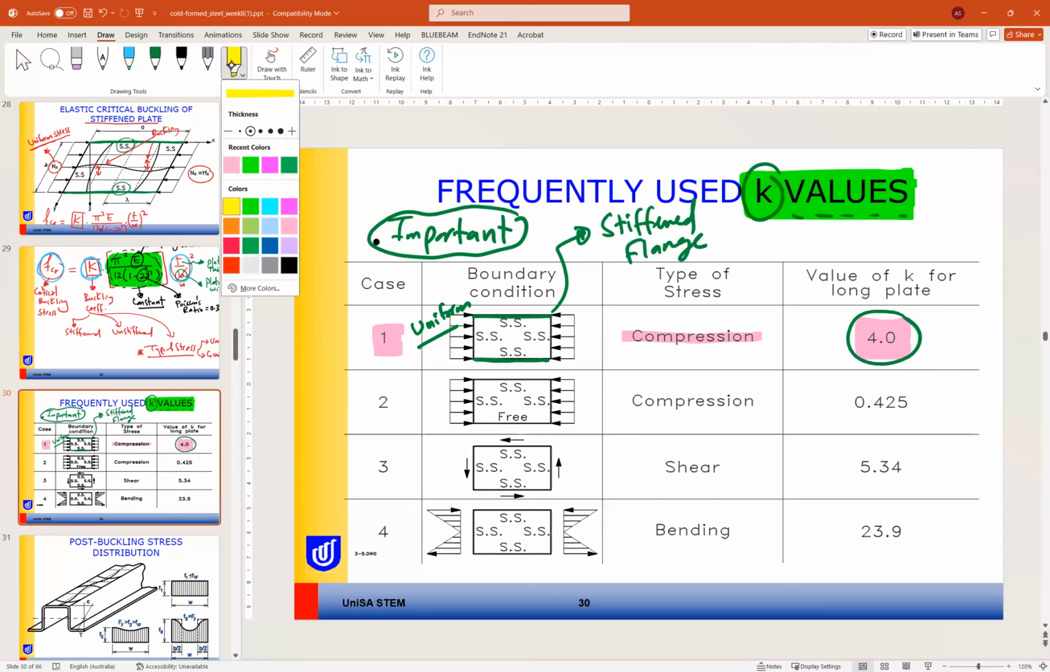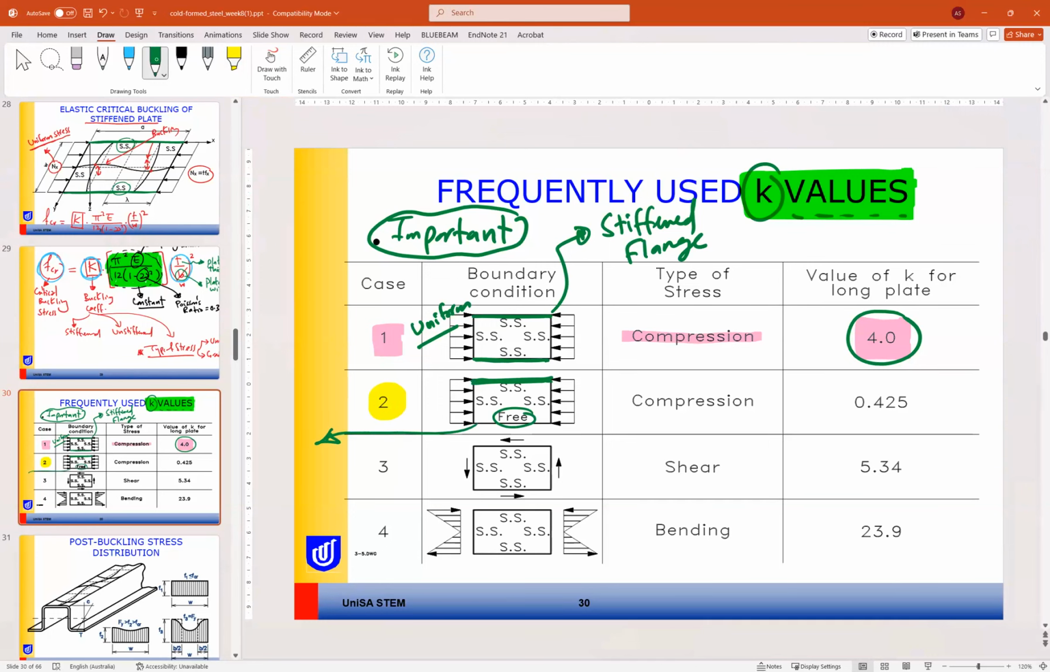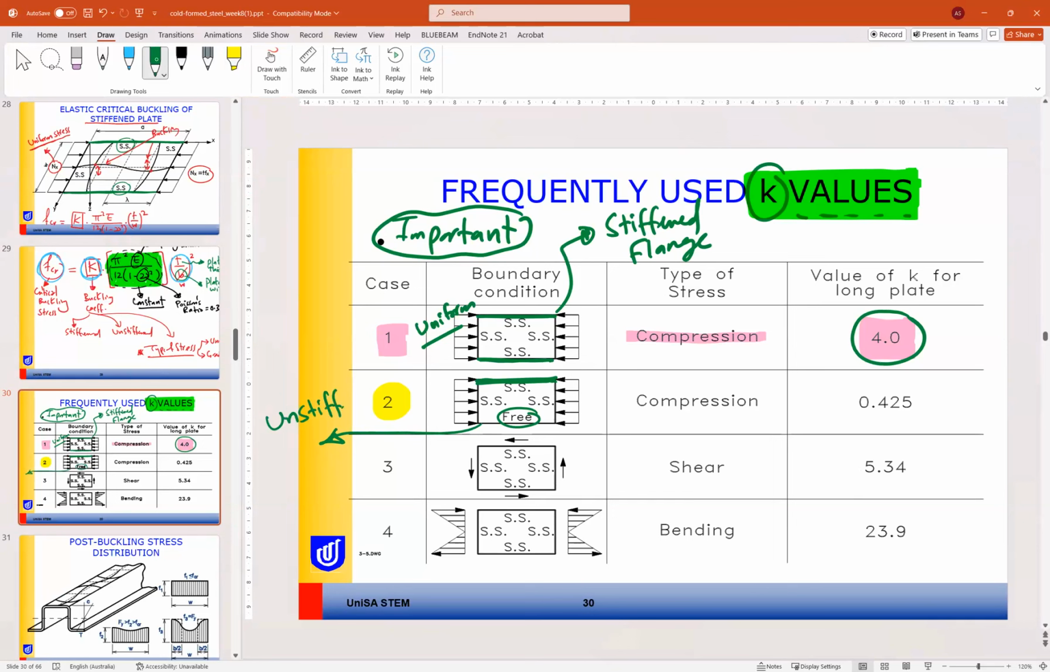Usually this is for a stiffened flange. Number 2 is if we have only one edge supported and the other edge is free. This will be an unstiffened plate or unstiffened flange. In this case, how much is K? 0.425, or approximately 0.43. So this means that K for stiffened is almost 10 times K of unstiffened.